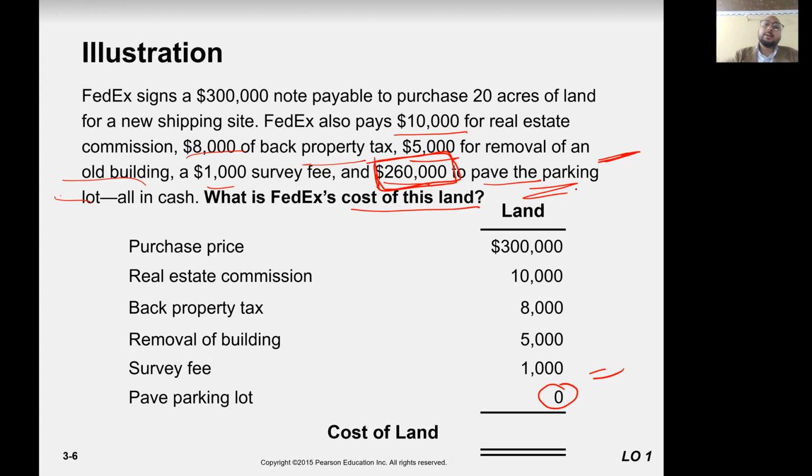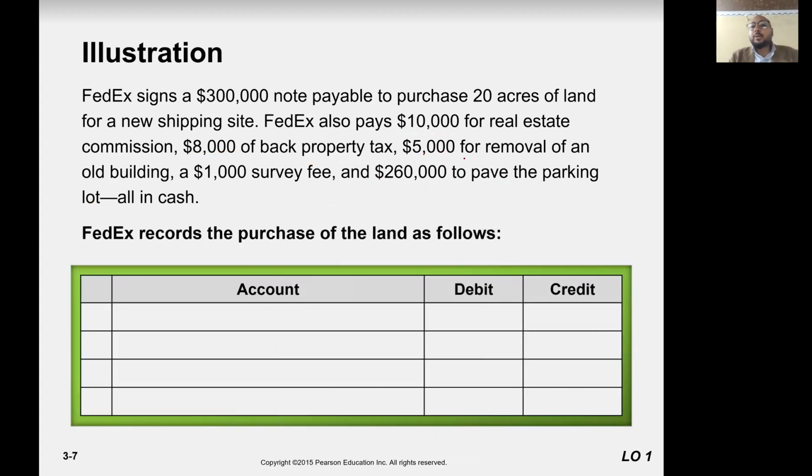That would be recorded as an asset, but separate. Like the cost of installing fencing, making parking paveways, or installing plants to make it more beautiful. These are called land improvements. The cost of the land would be 324,000, not including the pavement parking.